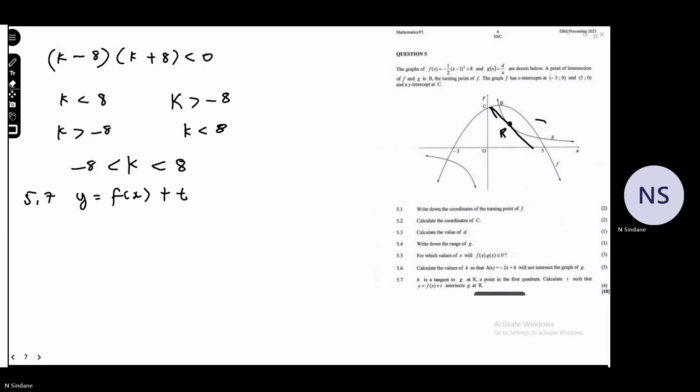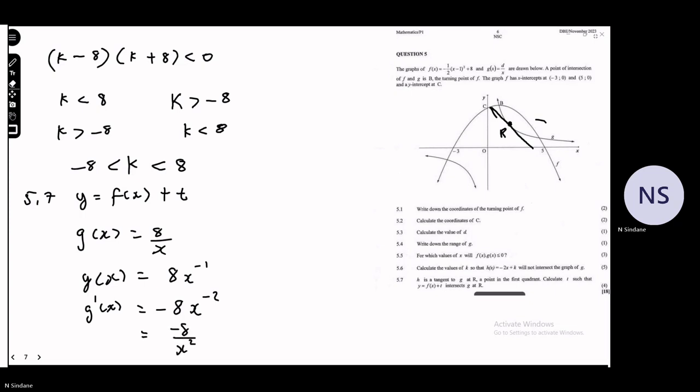Now, remember when we're dealing with your gradients and your tangents, that involves us differentiating. So we must differentiate g. We know that g of x is equals to 8 over x. Differentiating this, you'll have g of x is 8x to the power minus 1. Then differentiating, g prime of x is equals to negative 8x to the power negative 2, which is negative 8 over x squared. That is the first point.